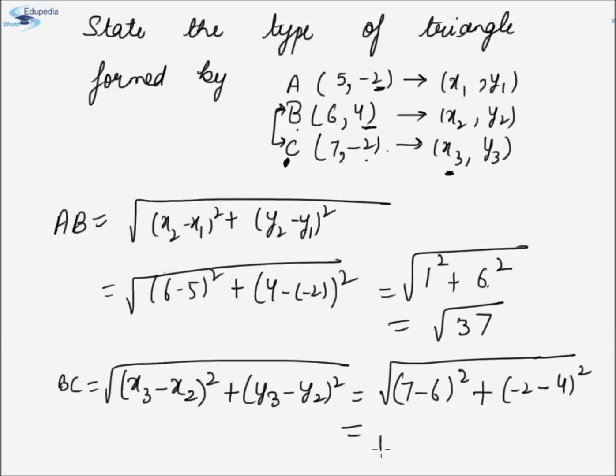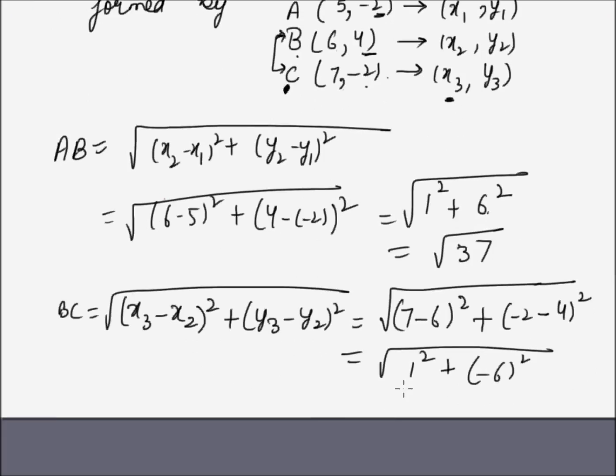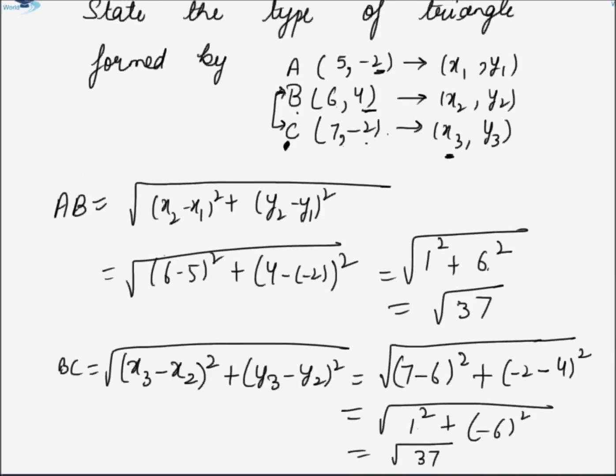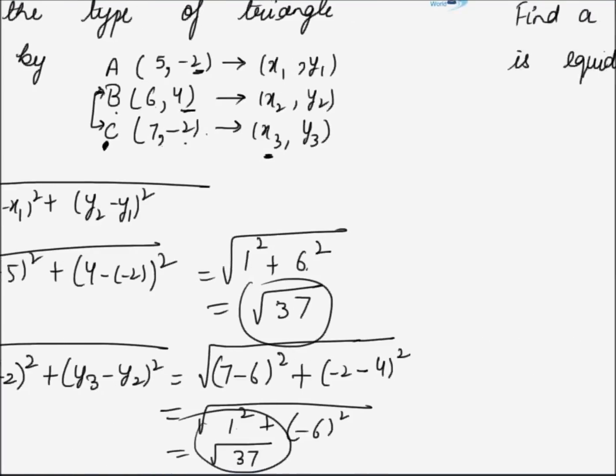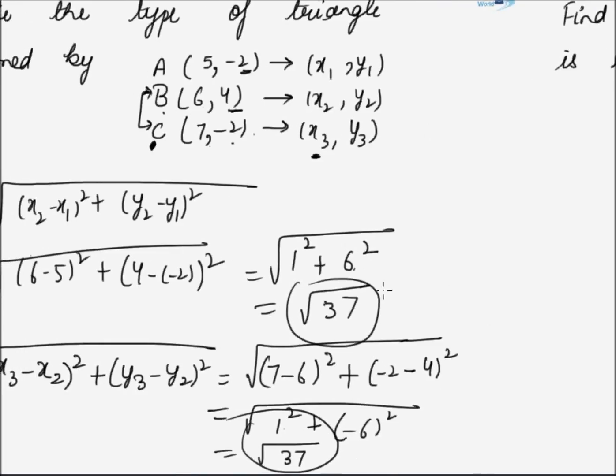Thus we have 1 square plus minus 6 whole square. So it is again 1 plus 36, that is under root 37. Clearly these two sides are equal. Now let us check for the third side, that is AC.